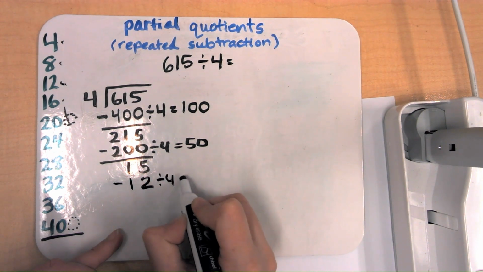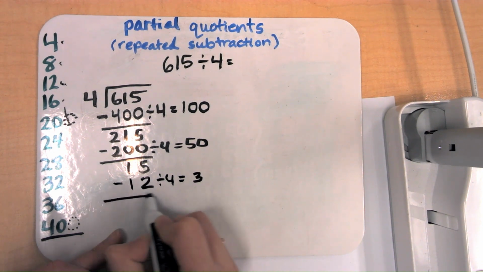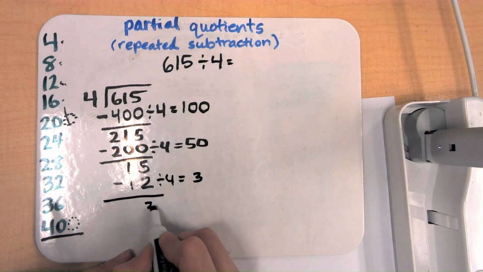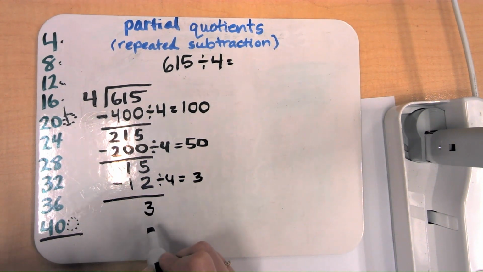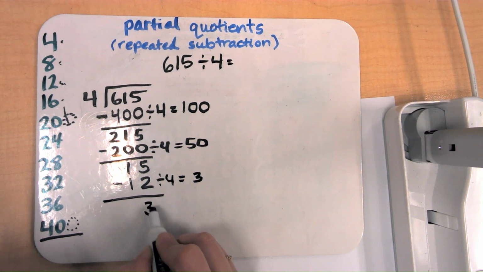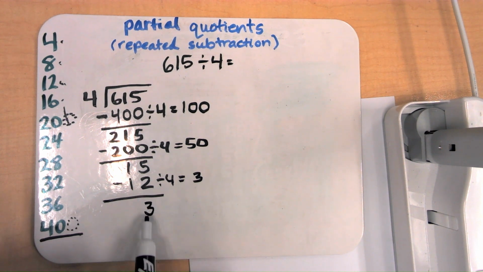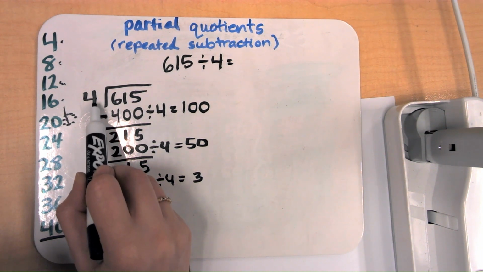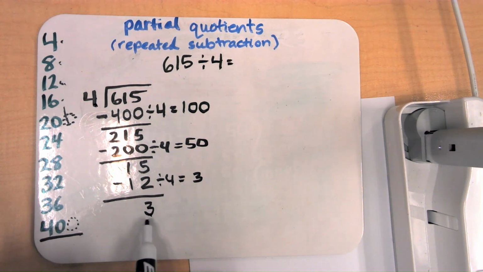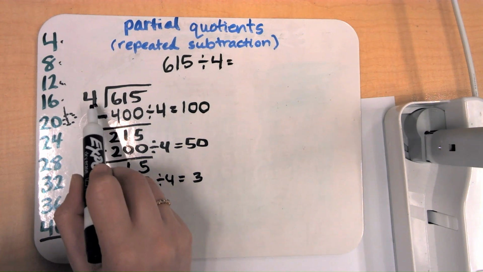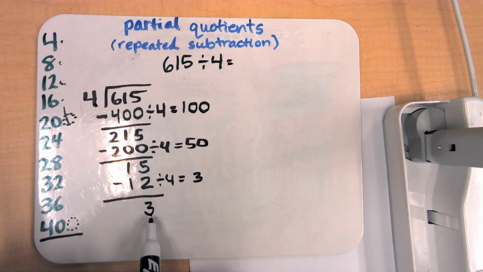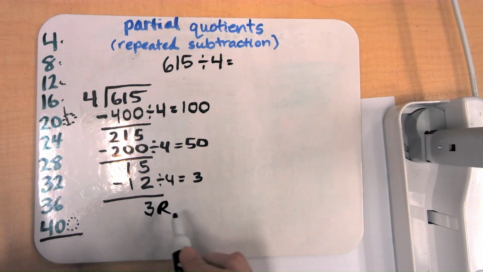12 divided by 4 equals 3. Okay. Now I subtract and I have a 3 here. If I've subtracted and this number that is left gets smaller than my divisor, that means I only have 3 Skittles left, but I have 4 baskets to fill. So I don't have enough for everybody to get an equal part. So this becomes my remainder.